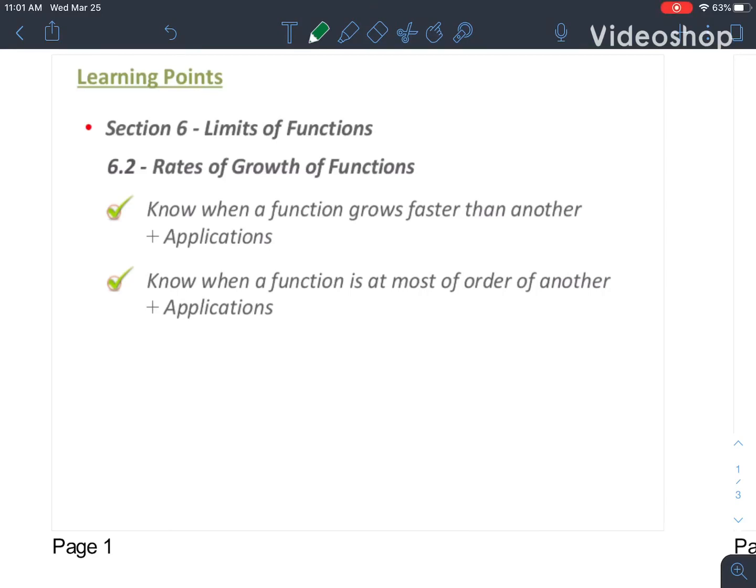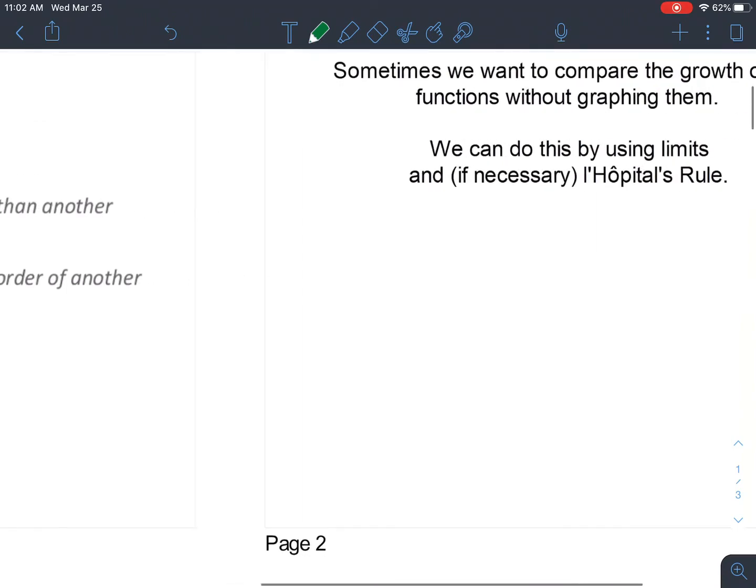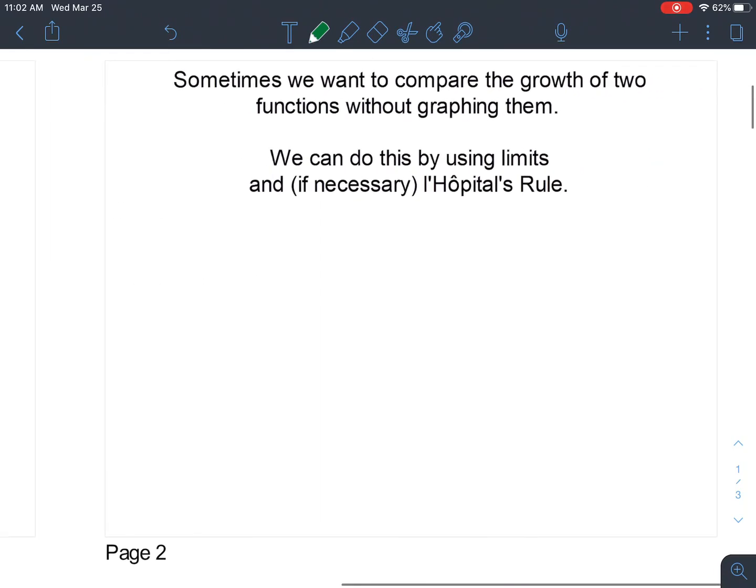Hey everybody, in this video we're going to be talking about the rates of growth of functions. Something similar to what we were doing back in chapter 1 with limits, it's just that we are now going to be able to talk about all types of functions instead of just polynomials. So sometimes we want to know the growth of two functions without graphing them, and we can do this by using limits and, if necessary, L'Hopital's rule.